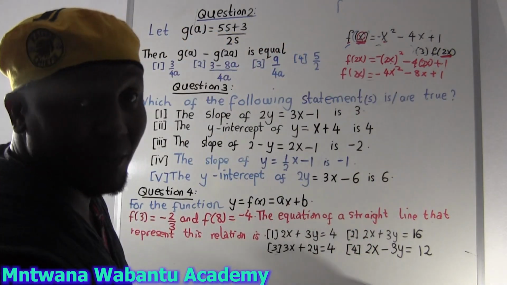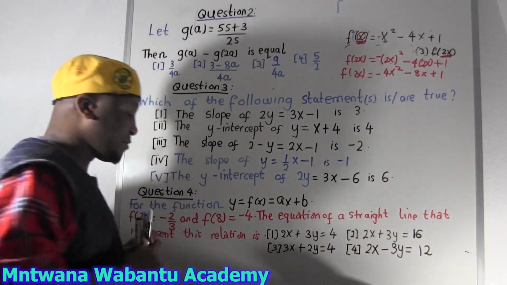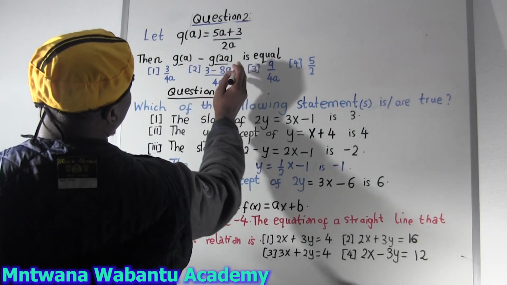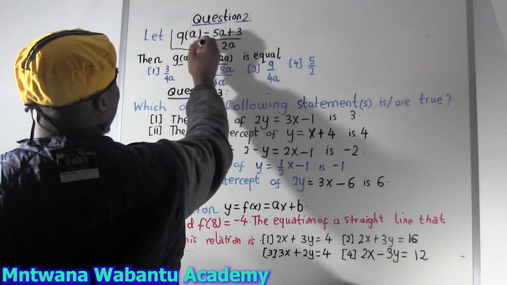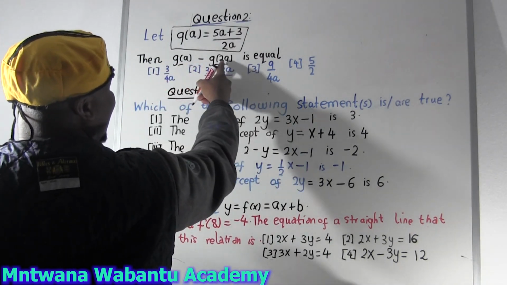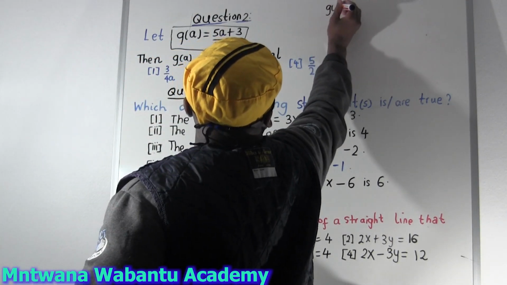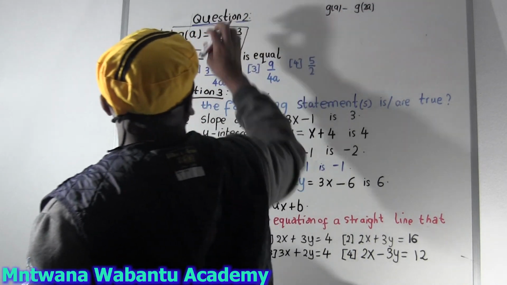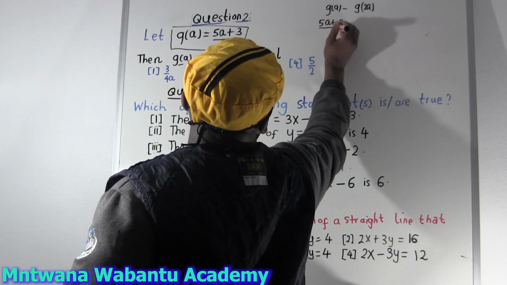So now let's come to this question. They say we have to find g of a and then get g of 2a, and then after that subtract these two. G of a they gave to me exactly. And they say find g of a minus g of 2a. So g of a we know. If I say g of a minus g of 2a, g of a we have, which is 5a plus 3 over 2a.